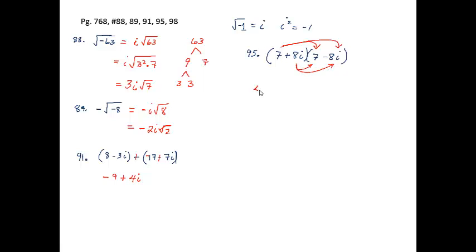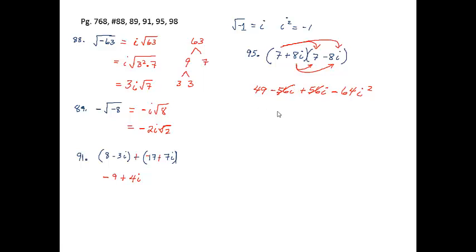So 7 times 7, that's 49. 7 times negative 8i is negative 56i. 8i times 7 is plus 56i. Remember, treat i like it's a variable. It literally is a variable. It represents something, but for now I'm just going to carry it around with me. And then 8i times negative 8i is minus 64, well, i times i is i squared. Just like when we did x times x, that was x squared. Same thing holds here. i times i is i squared.